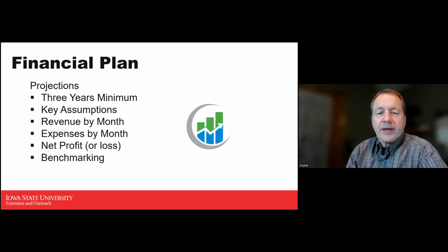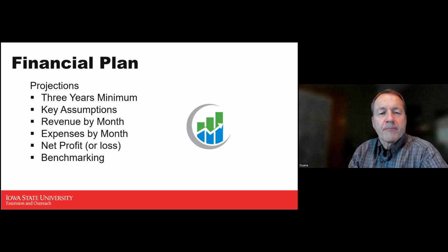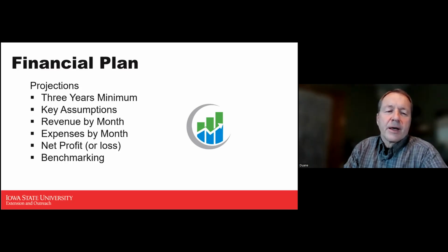And lastly, as far as the 5 sections of the business plan go, is the financial piece. Here's where we want to do our projections. They have to be 3 years at a minimum. Generally, we just stick with 3 years. We want to disclose our key assumptions. What were the things we used?